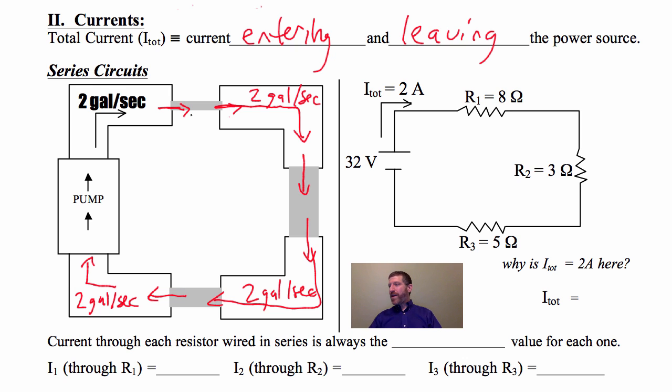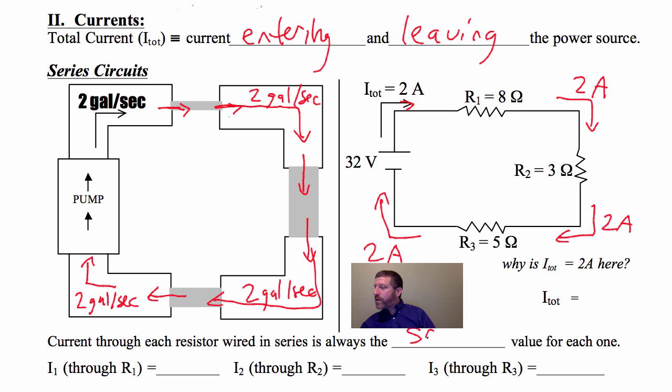In a similar fashion, here's my electric circuit. I've got a 32 volt battery here. If the total current coming out of the battery is 2 amps, what's the current right here? It's got to be 2 amperes, 2 coulombs per second. What's got to be going through there? 2 amperes. What's got to be coming back in here and going back into the battery? 2 amperes.